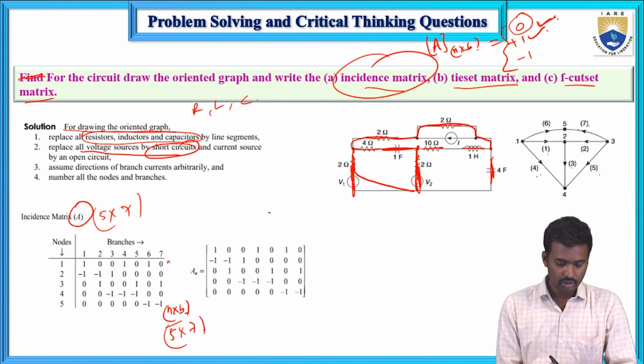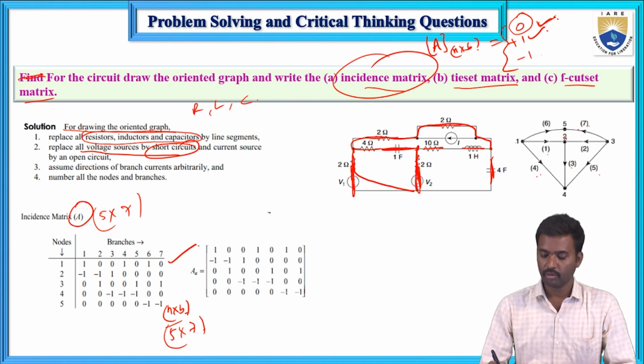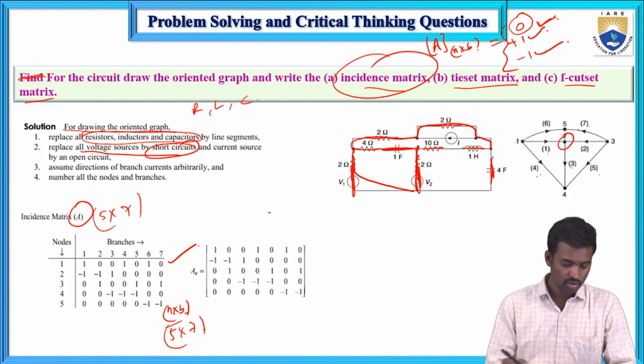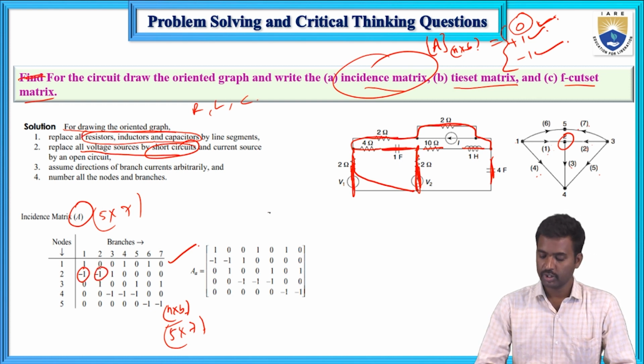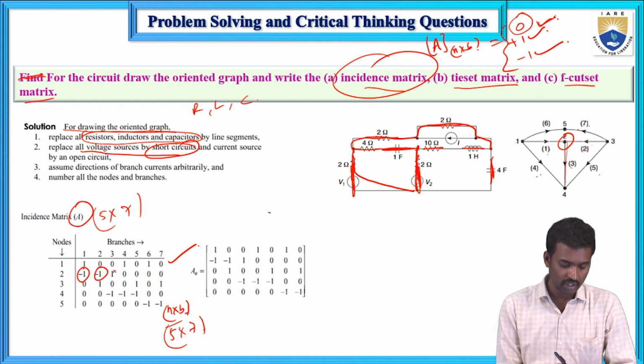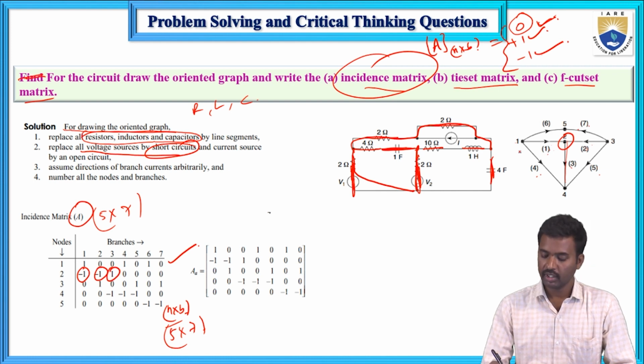Now next, this first row is okay. From the second row, the associated branches are 1, 3 and 2. Here 1 and 2 are entering, which means minus, and 3 is leaving, which is plus. The remaining elements 5, 4, 6, 7 are not associated.